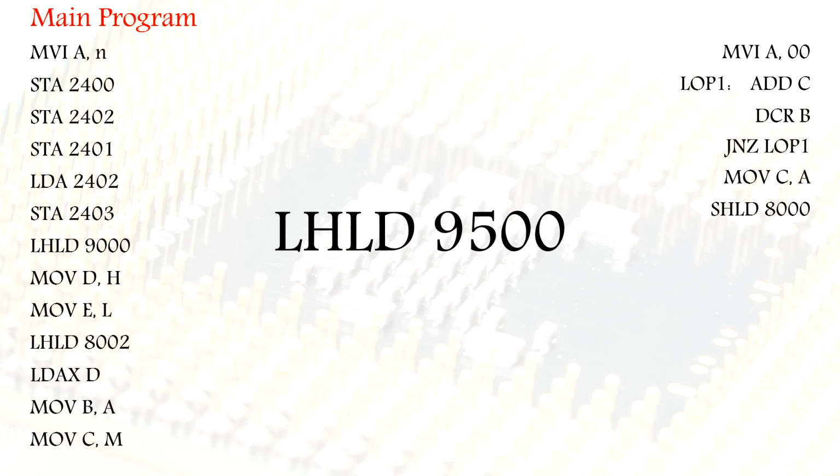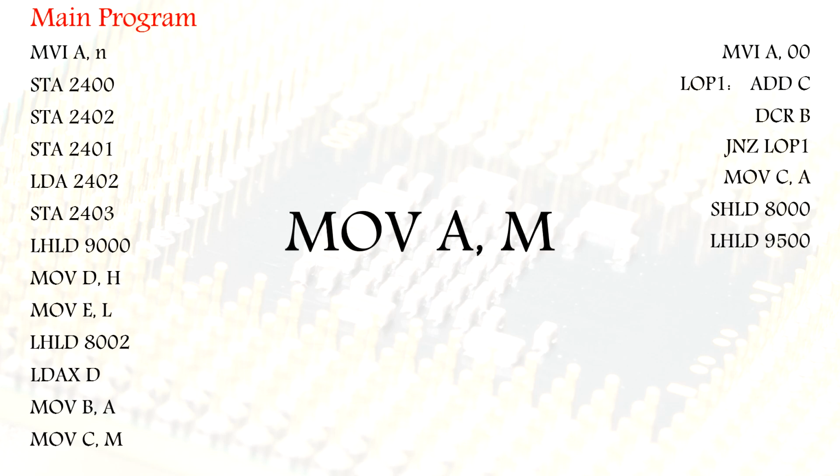And then we are loading the contents of LHLD 9500. That means 9500 carries 01, 9501 carries 65. So 6501 is being transferred to the HL register pair. This is the location where we need to now store the result. Our result for the time being is temporarily stored in register C. So we are first loading the HL register pair with the address where we need to store the contents.